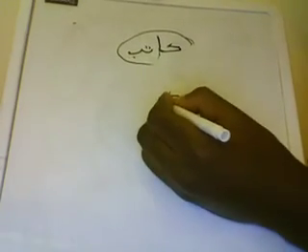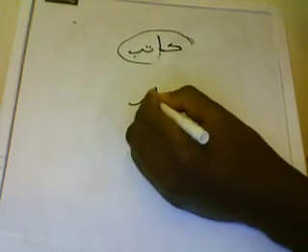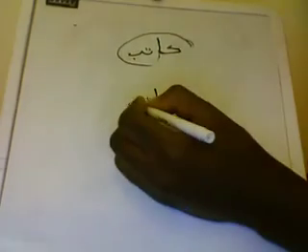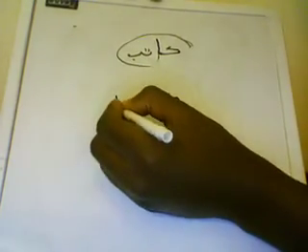Let's try the masculine dual. We'll just add an alif and a noon. Then this becomes katiban. Let's do the feminine dual. Feminine dual, write our word the same and add a ta, alif, and a noon. And this becomes katibatan. This is female dual.